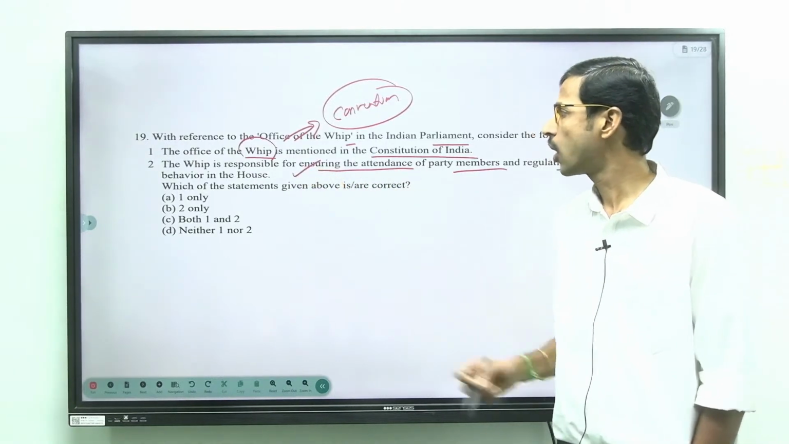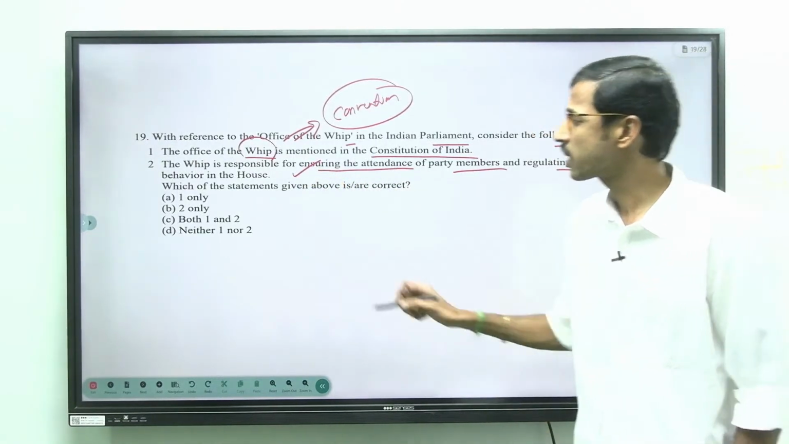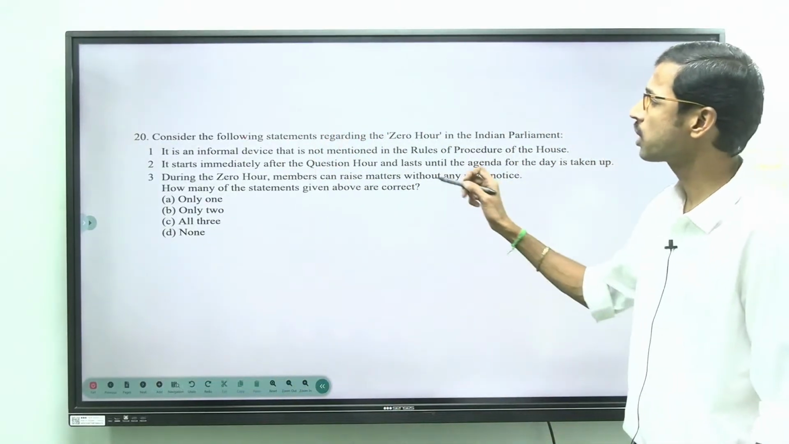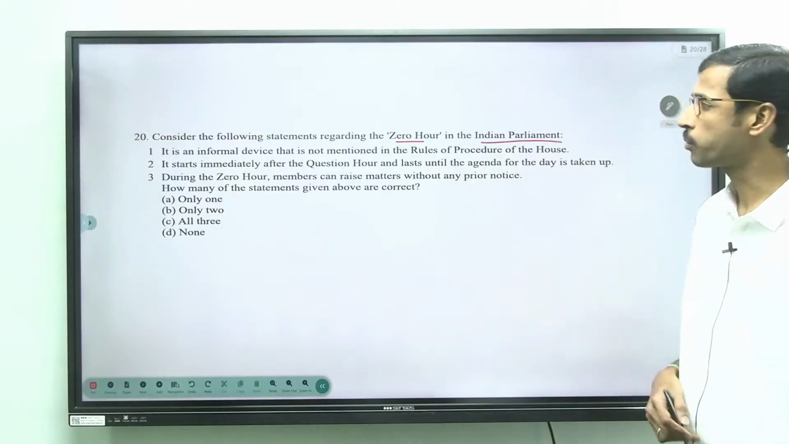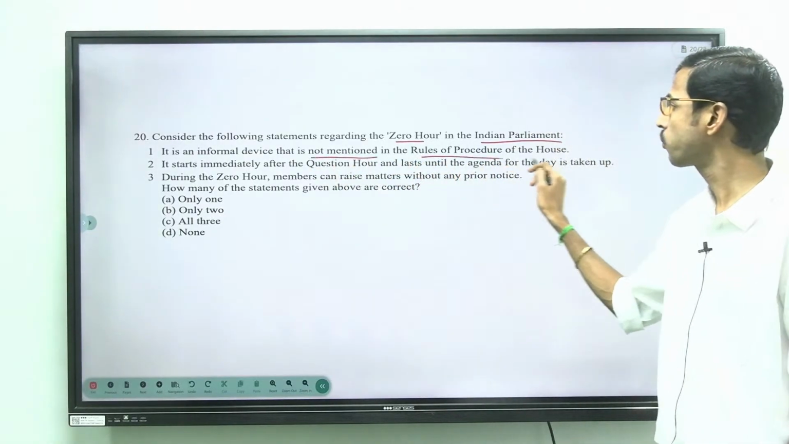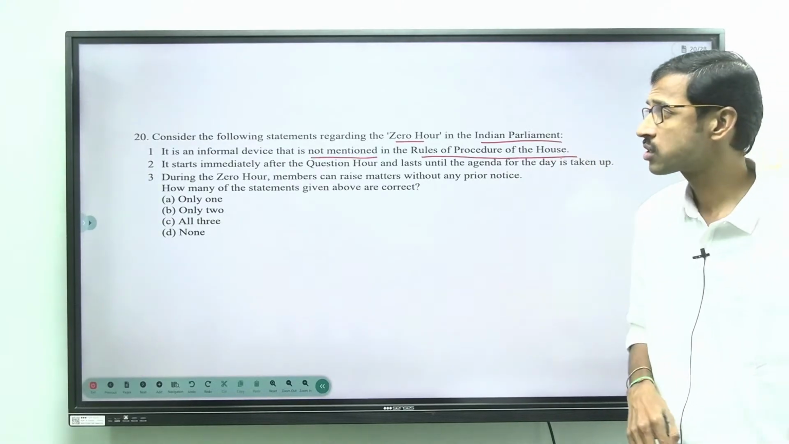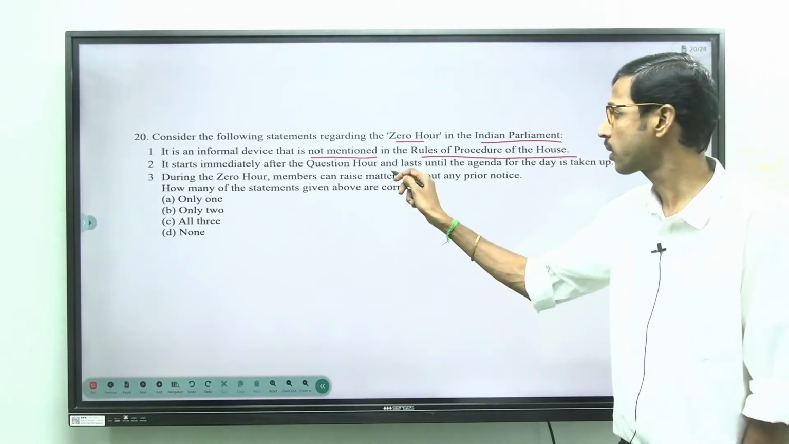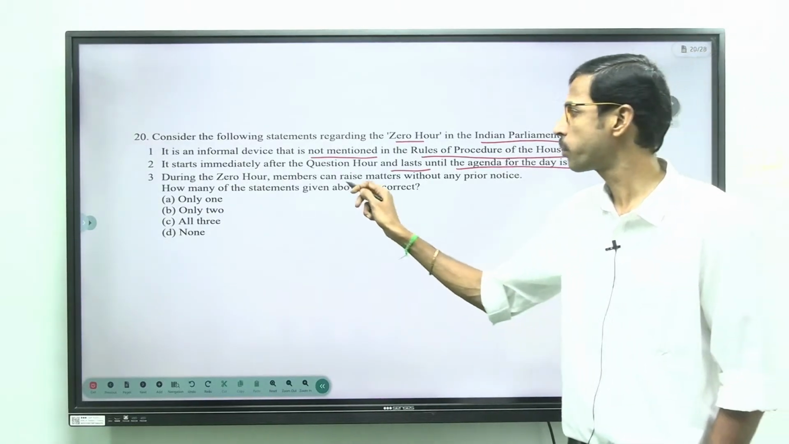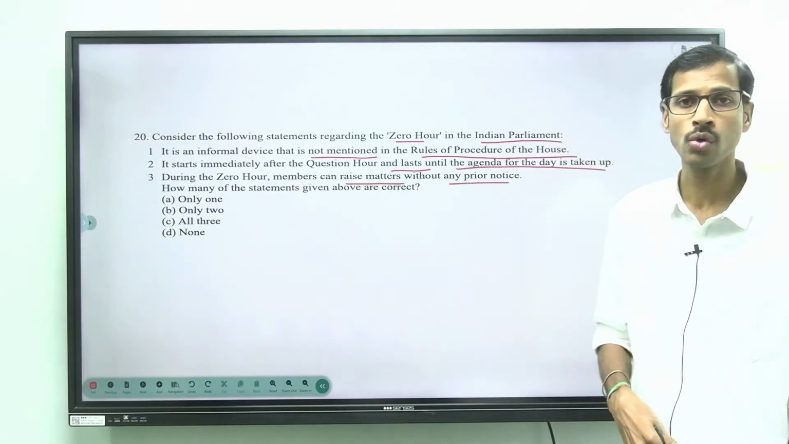So just formality. So only the second option is correct. Next, important: consider the following statements regarding Zero Hour in the Indian Parliament. It is an informal device that is not mentioned in the rules of procedure of the House, and it starts immediately after the question hour and lasts until the agenda for the day is taken up. During Zero Hour, members can raise matters without any prior notice.